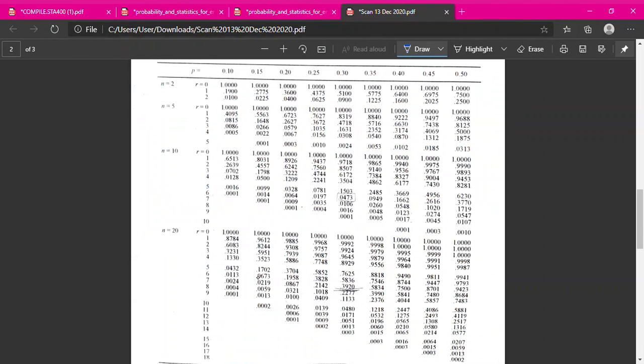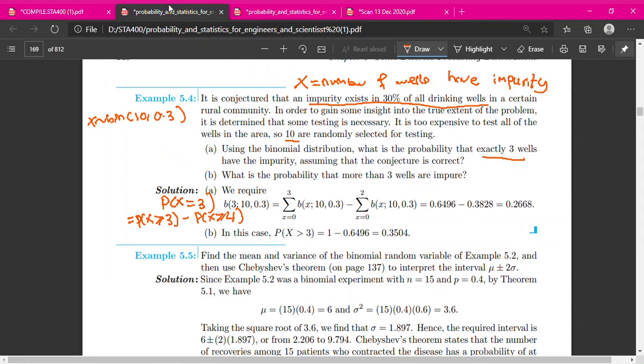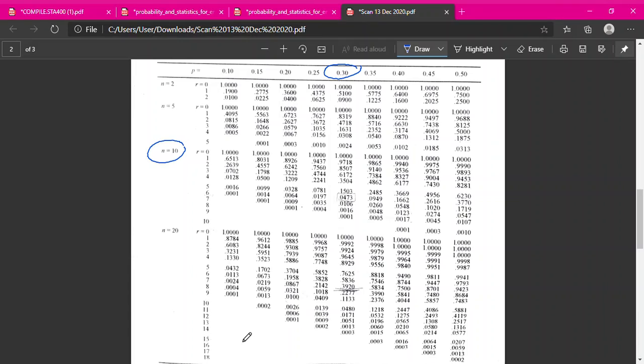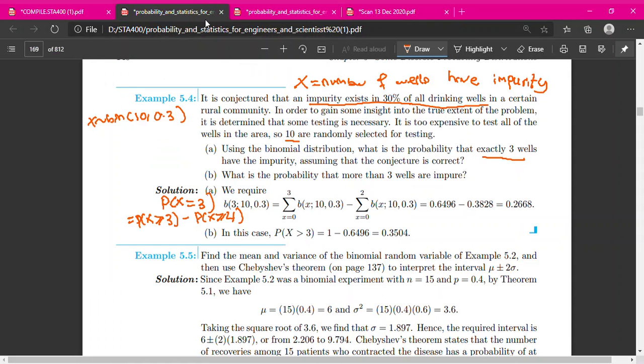So, P tadi 0.3 and N is 10. 3 and 4 tadi, right? Isn't it? Alright. 3 and 4. R-nya adalah 3 and 4. So it is 0.6172 minus 0.3504. Okay, kat sini dia guna table kat belakang. Kita tengok jawapan dia sama tak?